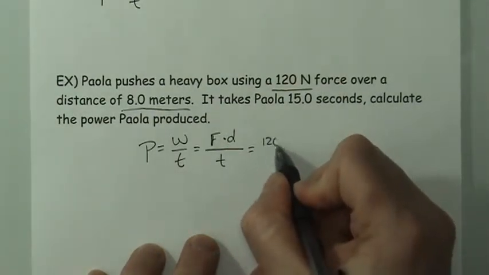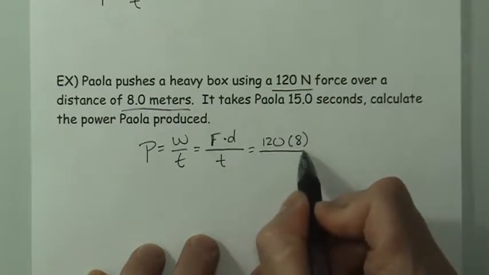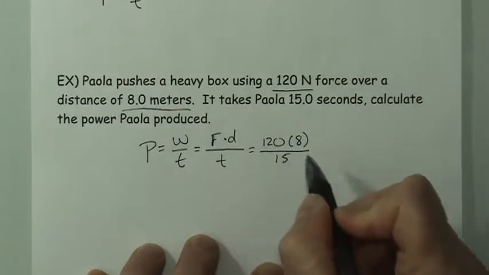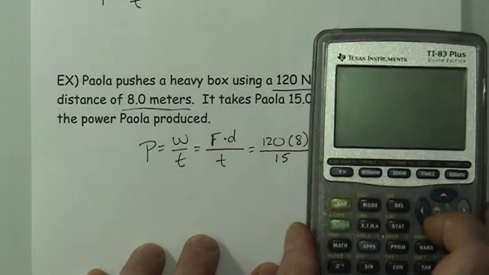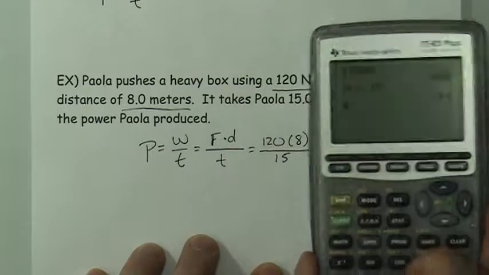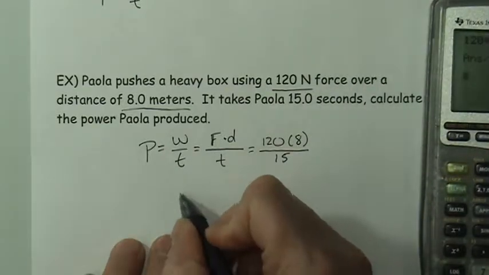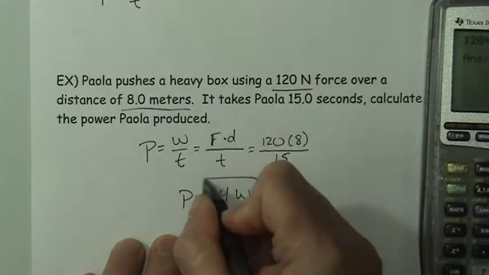So in this case, 120 times 8 meters gives me the work, and then when I divide that by 15 seconds, I'll come up with the power that was used in this particular example. So 120 times 8 divided by 15 equals 64, and again the units are watts.